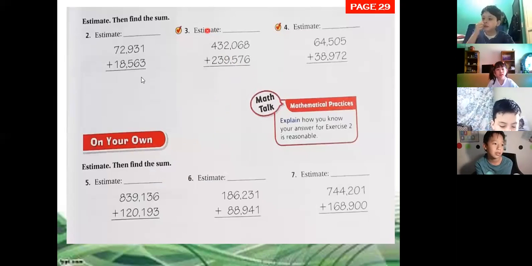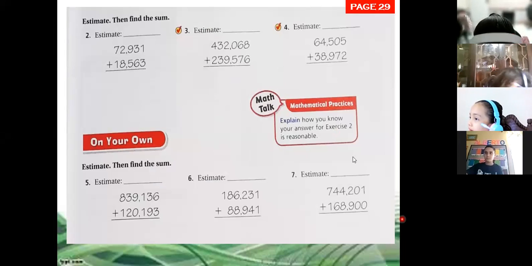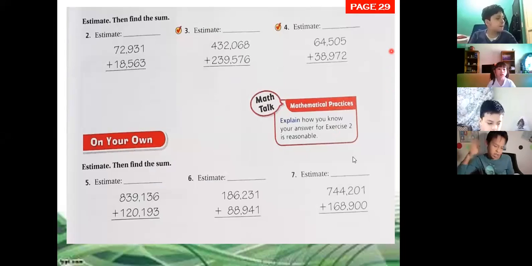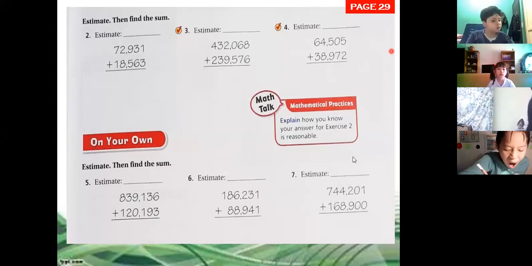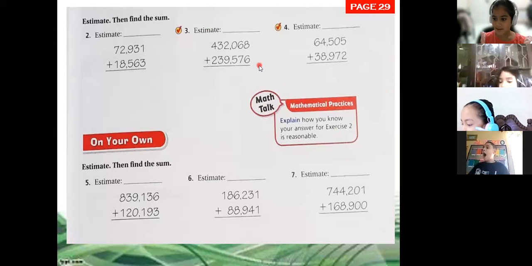Now we're going to add, class. We're going to add all these additions that are on page number 29. We're going to try to finish in class, but if we don't finish, remember, you finish at home and then you take a picture and upload it to school. Yes? Now, number 1, Rebecca, tell me.